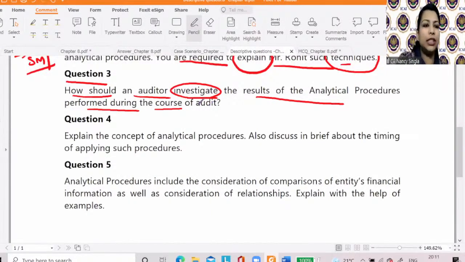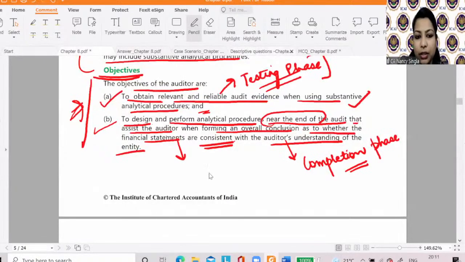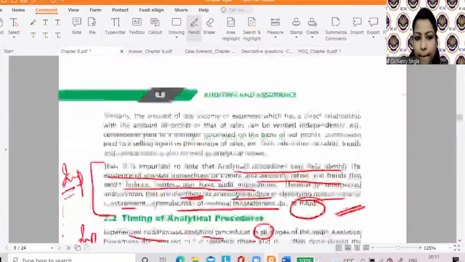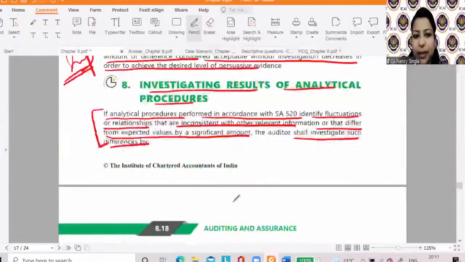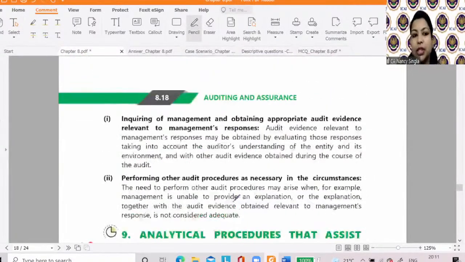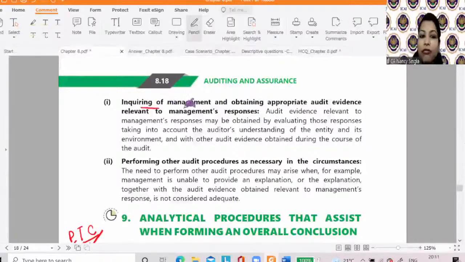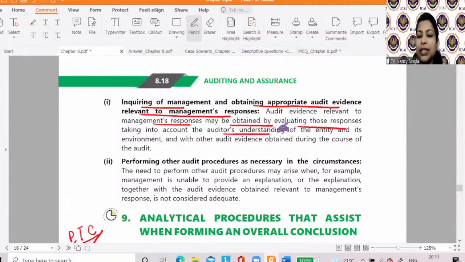Okay, let me just take you through the module. If something is inconsistent, if some identified fluctuations are there, then only the auditor is going to investigate. Investigating the results of analytical procedures: he will inquire of management and obtain appropriate audit evidence relevant to management responses. Audit evidence relevant to management responses may be obtained by evaluating those responses, taking into account the auditor's understanding of the entity and environment, and with other audit evidence obtained during the course of audit. Performing other audit procedures as necessary.